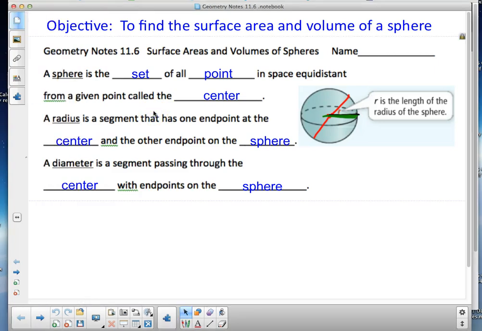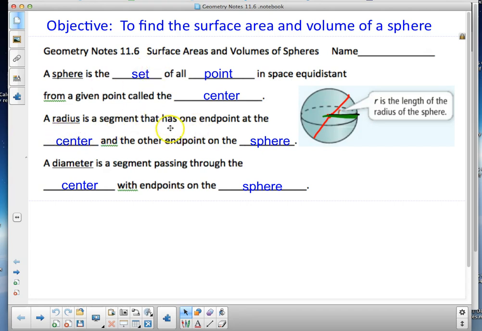Okay, we have Geometry Notes 11.6, and our objective today is to find the surface area and volume of a sphere. Geometry Notes 11.6 are just talking about the sphere, surface area and sphere volume. So a sphere is the set of all points in space equidistant from a given point called the center.